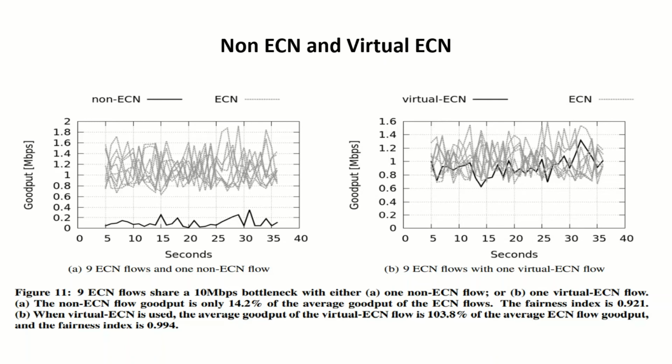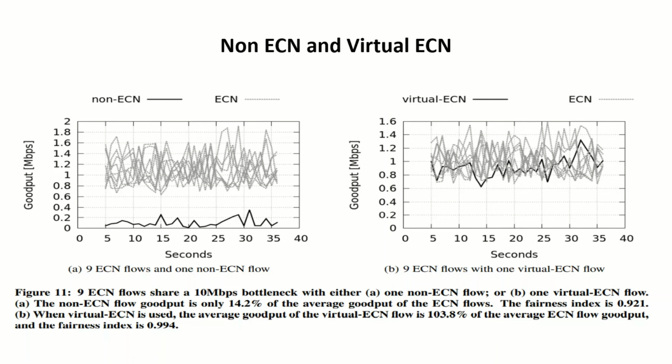Figure 11 compares non-explicit congestion notification and virtual explicit congestion notification flows. 11a shows 9 explicit congestion notification flows and 1 non-explicit congestion notification flow. You can see how the non-explicit congestion notification flow suffers from unfairness by how it is on the bottom of the chart while all 9 explicit congestion notification flows remain on the top of the chart. This means the explicit congestion notification flows have better output overall.